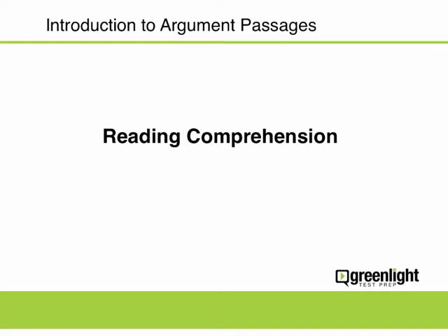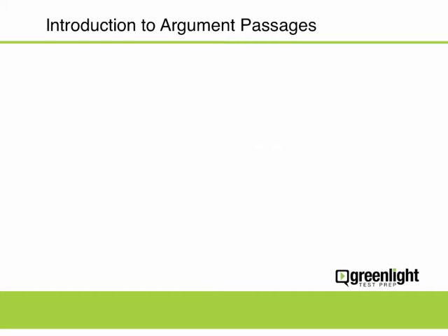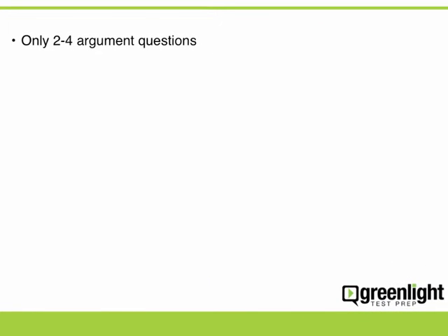Previously in this module, we learned that reading comprehension passages are written in a kind of textbook style. These make up the majority of the reading comprehension passages on the GRE. There is one other kind of reading comprehension question, where the passages are written as arguments. They're not particularly common. In fact, you will likely only see between 2 and 4 questions related to the argument passage type on your GRE.